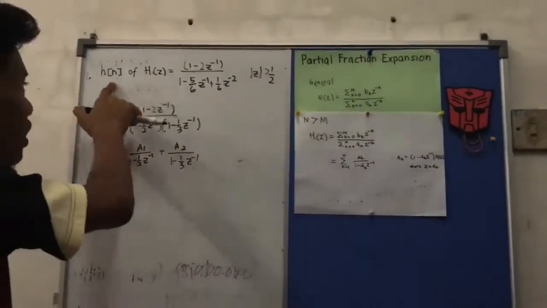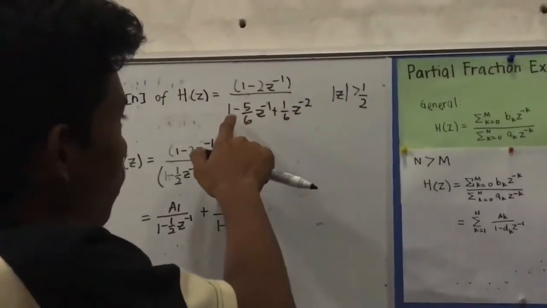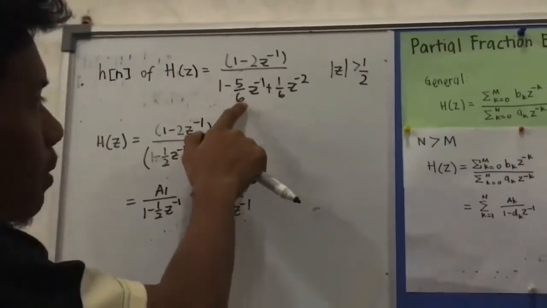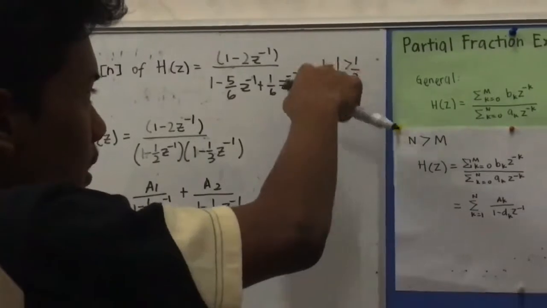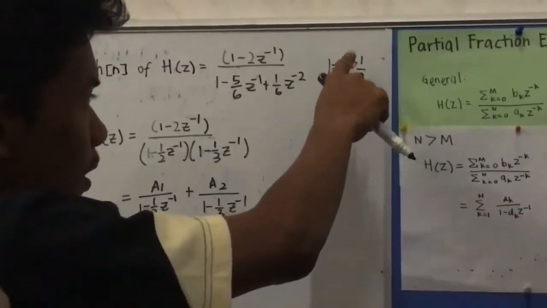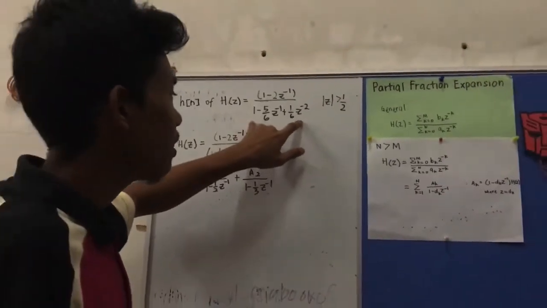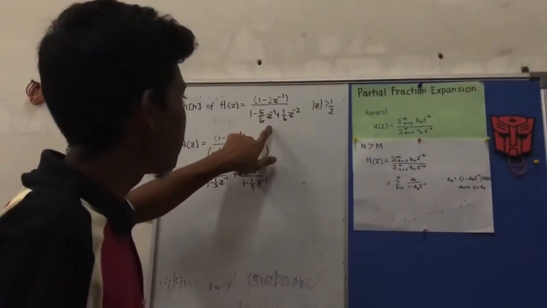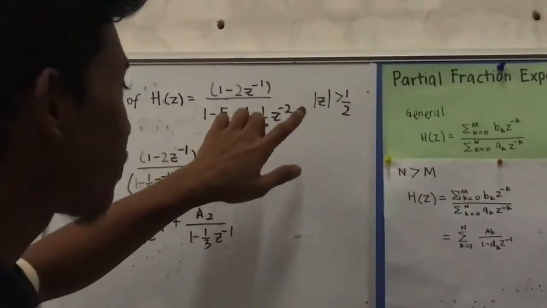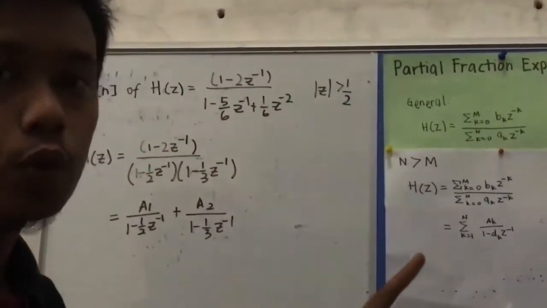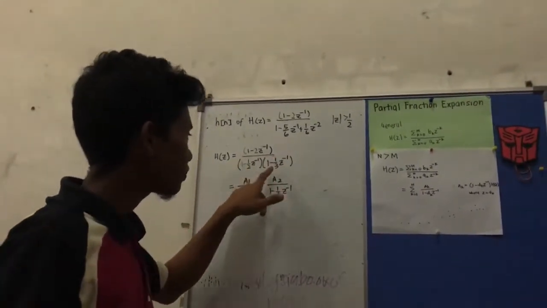So find the h[n] of H(z) equals (1 minus 2z^(-1)) over (1 minus 5/6 z^(-1) plus 1/6 z^(-2)), for modulus of z bigger than 1/2. So first of all, we re-expand this part. Firstly, we multiply with 6 and then times with z to the power of 2, then insert in the calculator, so we find the poles. So this is the equation.